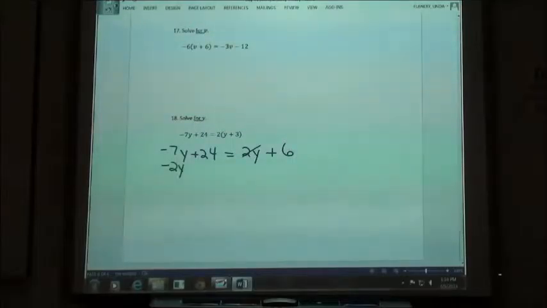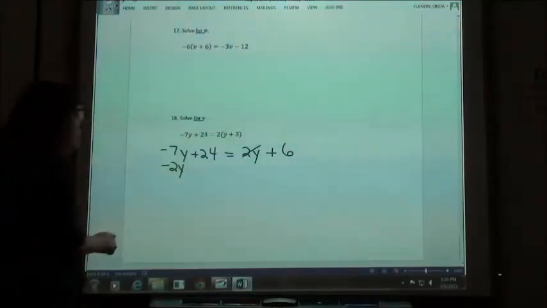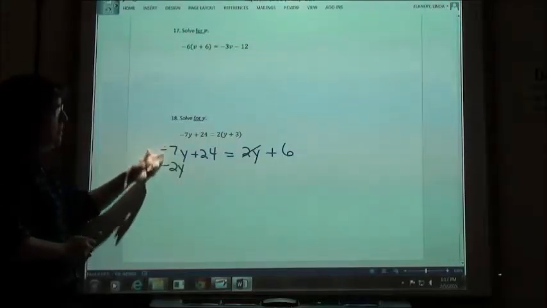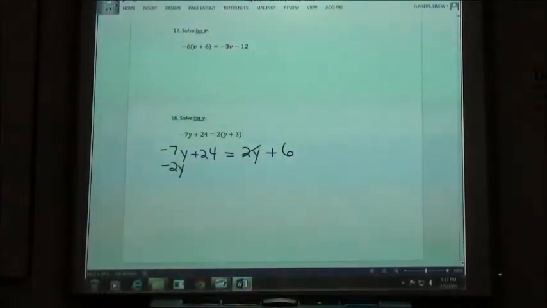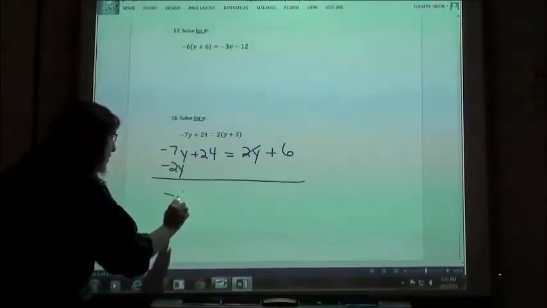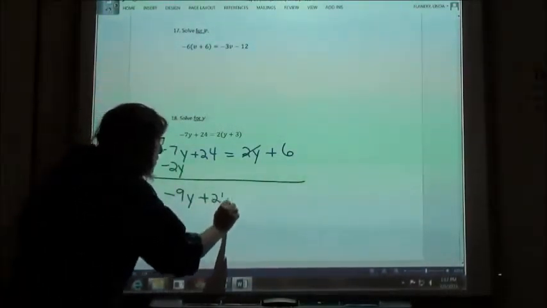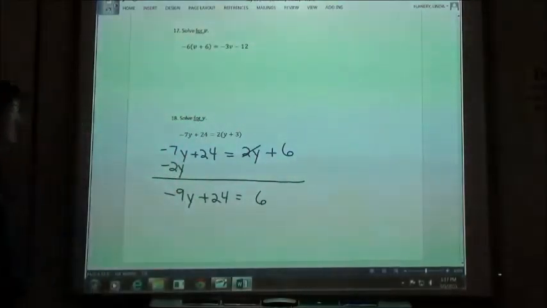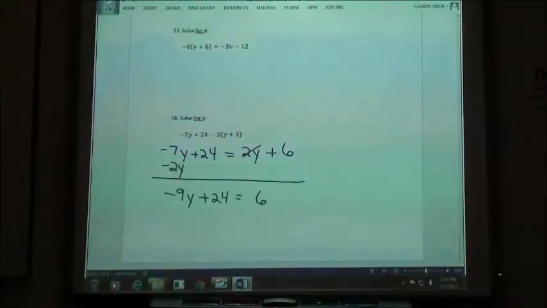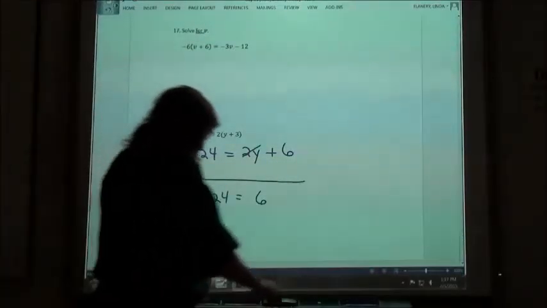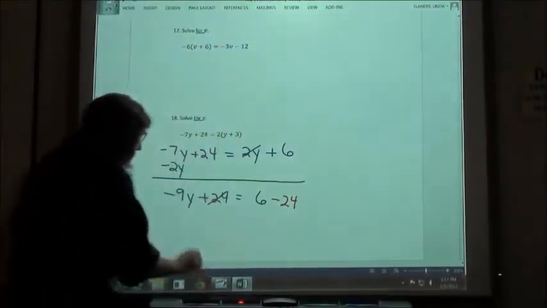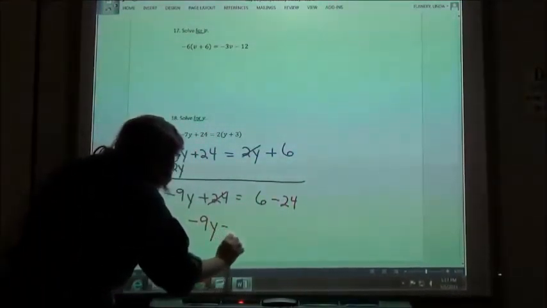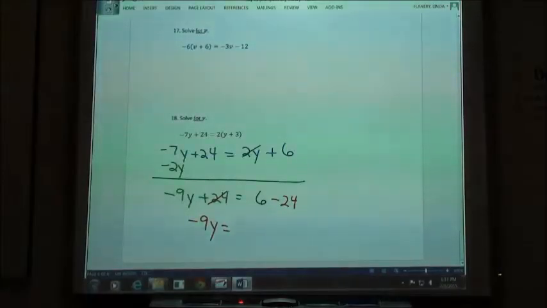And 9y. Negative. No. Is that right? You could do that. I could also just move this over here so that I don't have... If you do that, it's all right. Negative 9y plus 24 equals 6, right? Because then what you're going to do, minus your 24, right? 6 minus 24 is going to give me what? Negative 18.